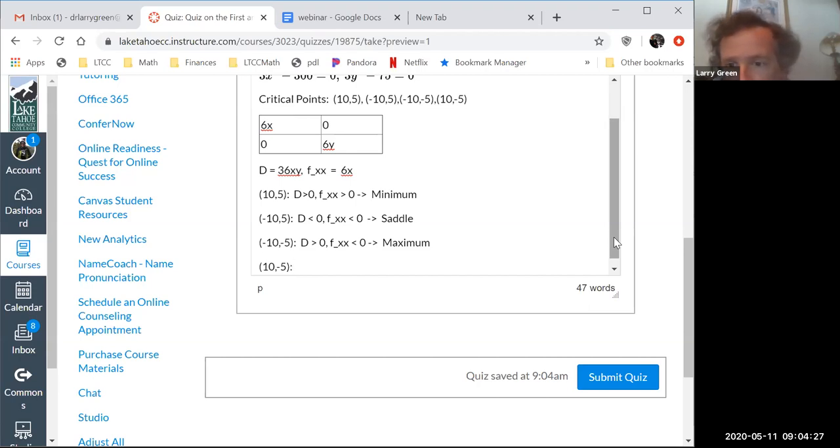And for that one, we get D is, well, if you plug in 10 and negative 5, 36 times 10 times negative 5 is clearly a negative number. So that's less than 0. And f_xx doesn't matter, but I'm just going to do it anyway. And that one is also less than 0. So if D is negative, just like we had before, we get a saddle. So this has 2 saddles, a minimum, and a maximum.